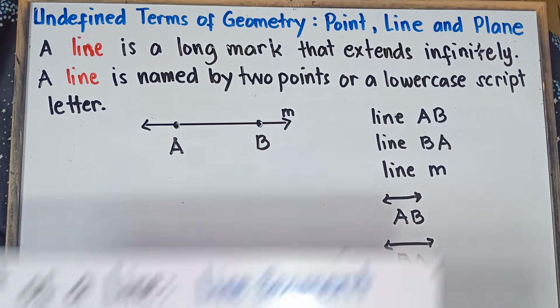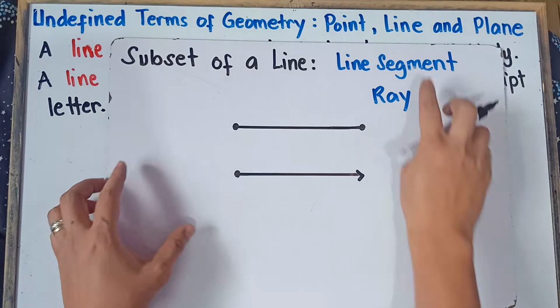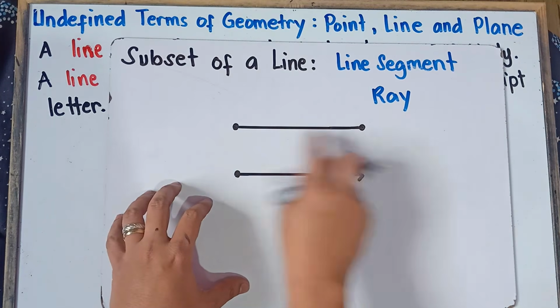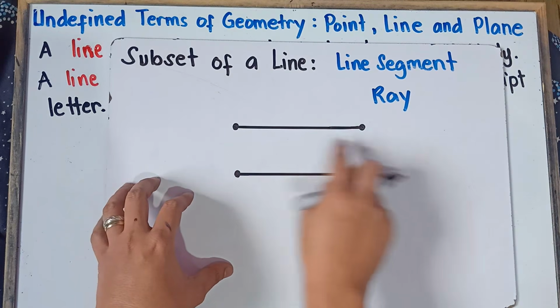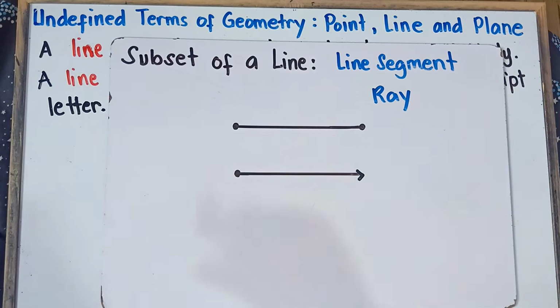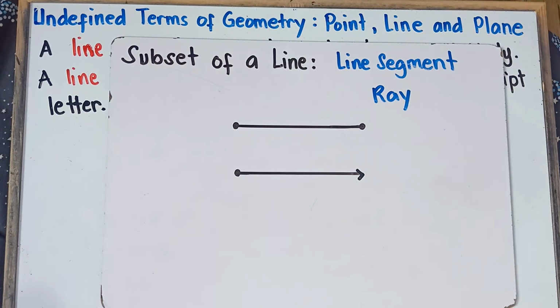Now we also have the subsets of a line. We have the line segment and then ray. So 2 points with a line. Once again, 2 points with a horizontal line. We call this one a line segment, and then a ray. Now we will be explaining this one, class, in the next part of our video.